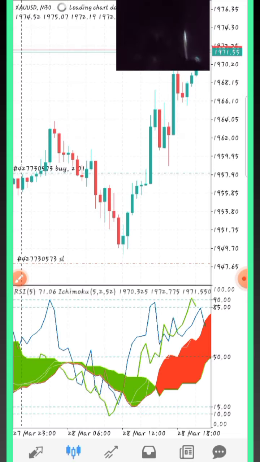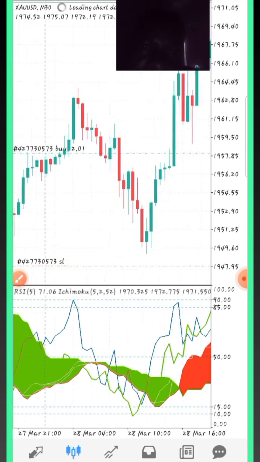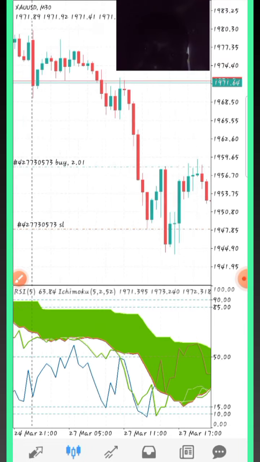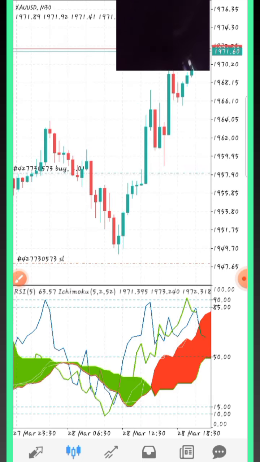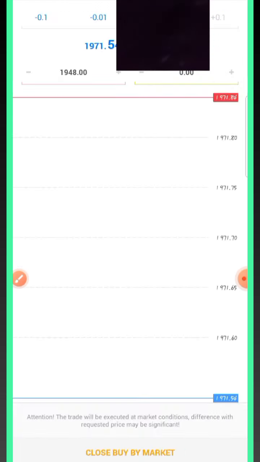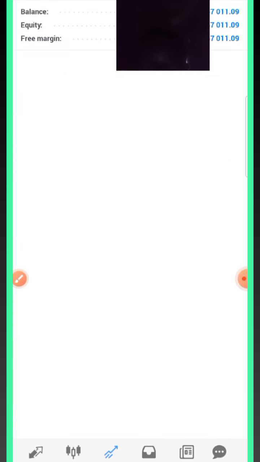Looking at the gold, I still believe that it will keep buying, but also this area is another strong resistance and support area. So to avoid loss, I can as well close this entry. All right, to be on the safe side.